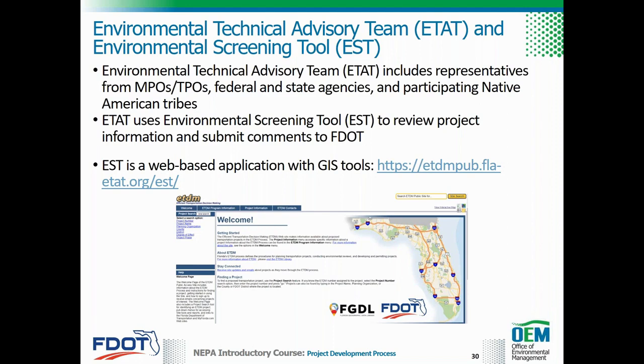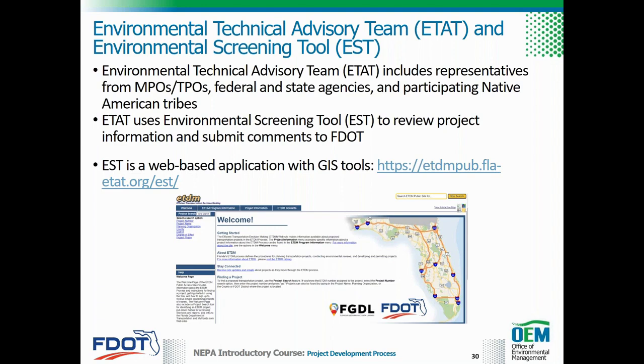ETAT members use the Environmental Screening Tool, or EST, to review project information, identify potential project effects, and submit comments to FDOT. This is a web-based Geographic Information System, or GIS, database and mapping tool that provides access to project information and data about natural, physical, cultural, and community resources in the project area. The public also has access to a read-only version of the ETDM website.